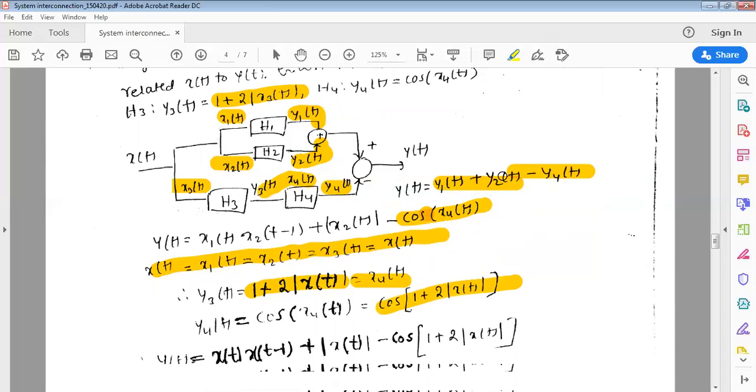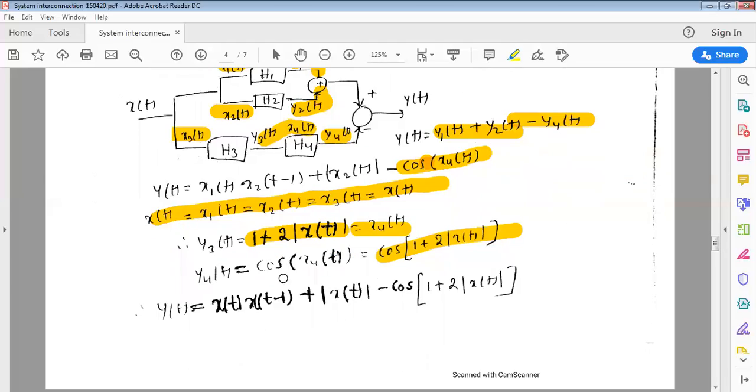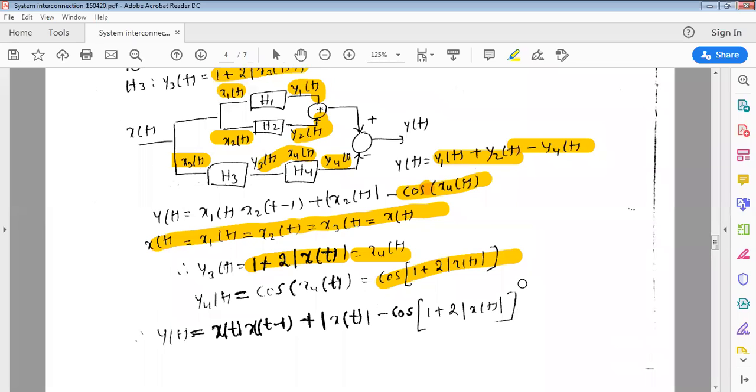So y1 of t, y2 of t, and y4 of t, and I can simply substitute the answer. So this gives me x of t, and all x1, x2 I made x of t: x of t into x of t minus 1 plus mod of x of t minus cos of 1 plus 2 x of t. This is your final answer. Any doubt in the problem?